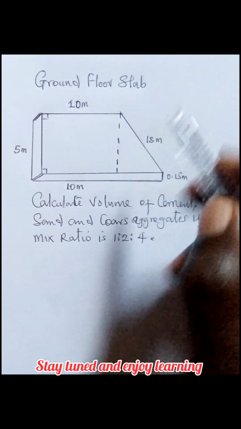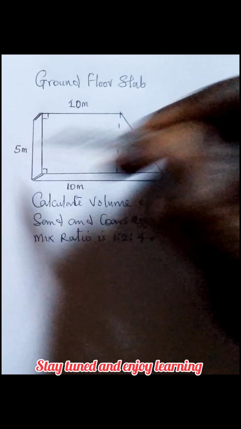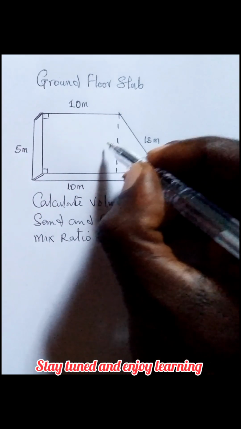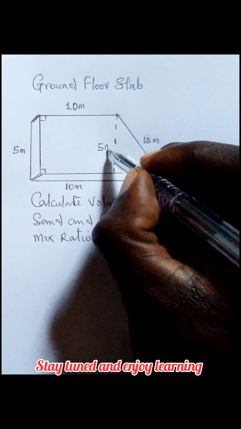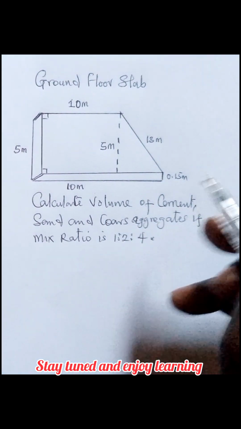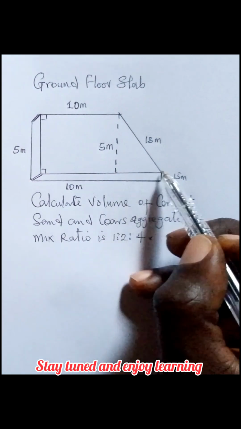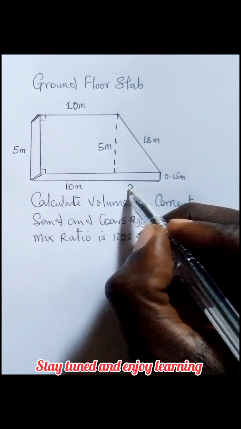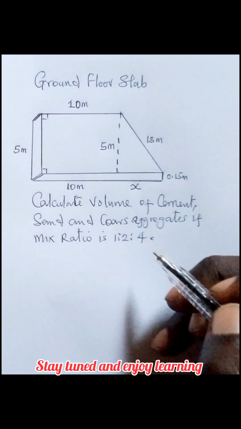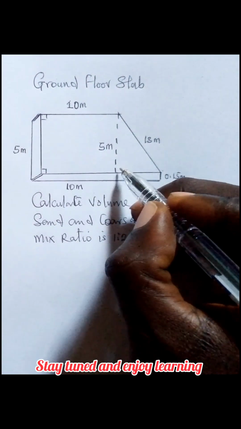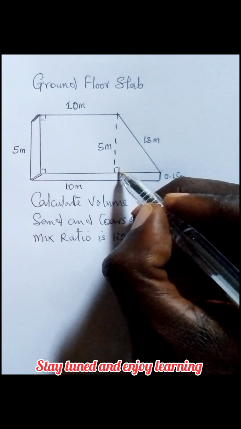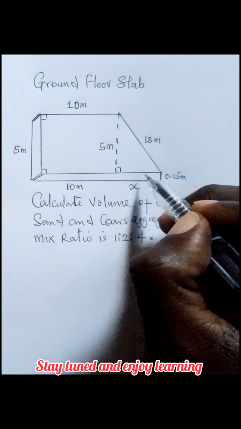So having known that from here to here is 5 meters, it means from here to here is also 5 meters. So what is remaining for us to find is from here to here. We can now call this place X. We don't know this place. So this line will also be at an angle of 90 degrees. This one will be perpendicular to this other one.